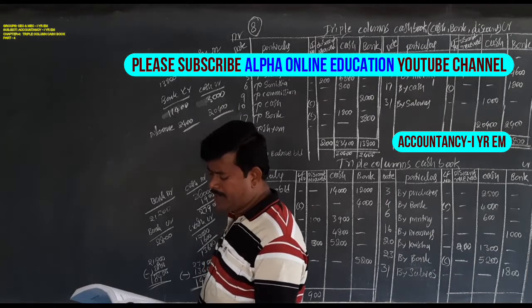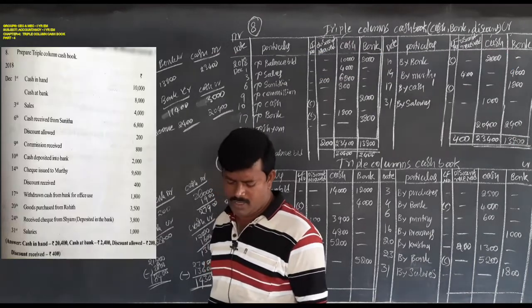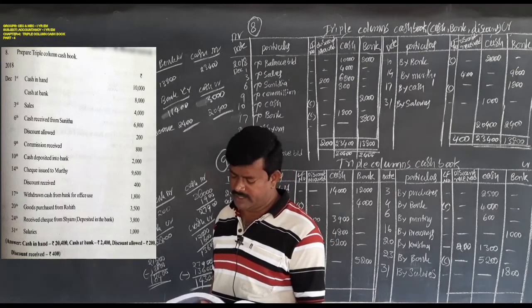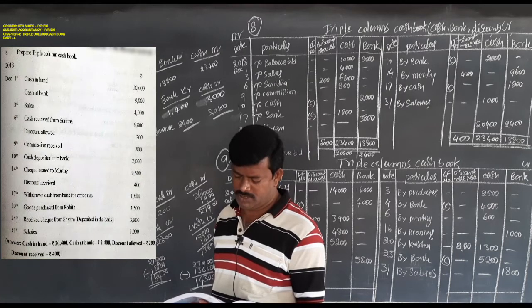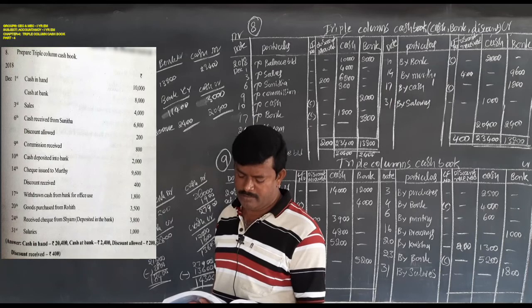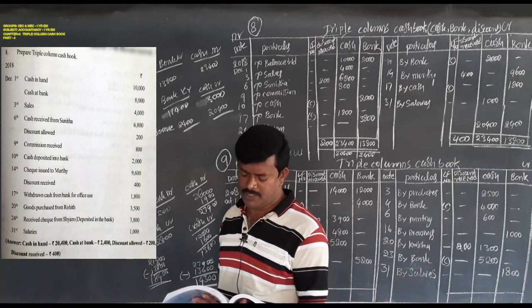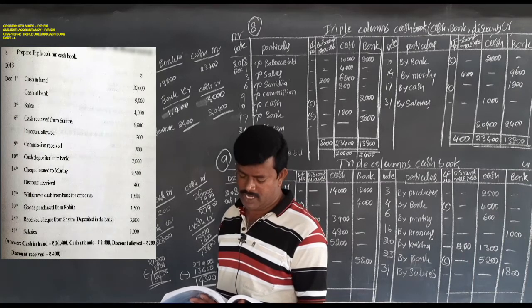Prepare triple column cash book. 2018 December 1st, cash in hand 10,000 rupees, cash at bank 8,000 rupees. It is debit side, cash in cash column, bank in bank column. Next, third date, sales, it is also debit side, cash column.